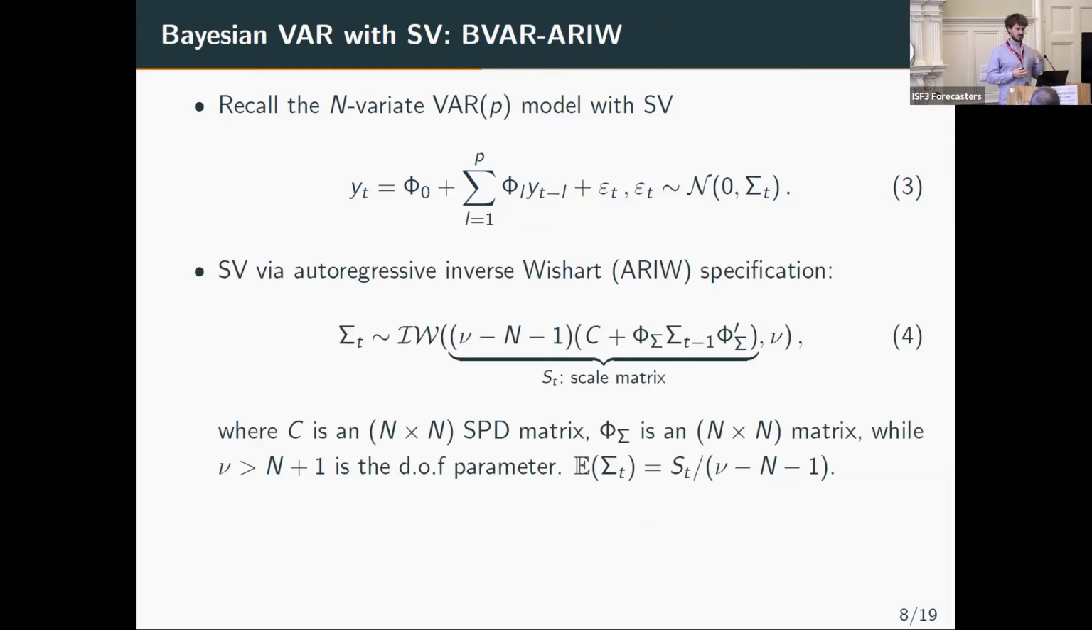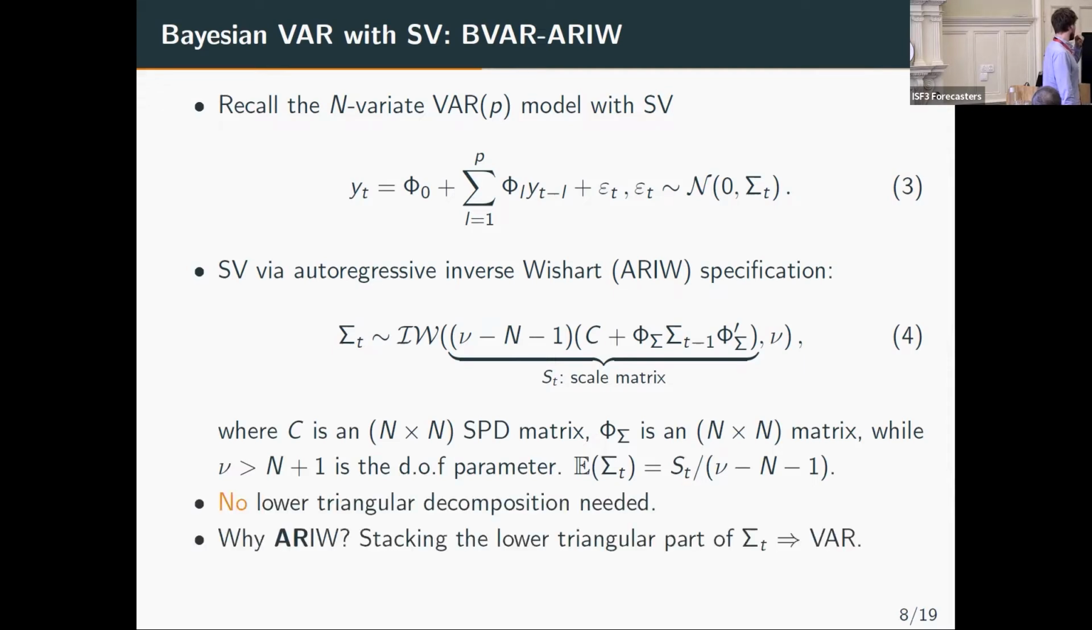Okay. In the inverse Wishart, this is a bit different. In the inverse Wishart, there's no decomposition. You draw this Sigma t, the variance covariance matrix, directly from an inverse Wishart distribution. Now you have this kind of ugly expression here in the middle, which perhaps is a bit difficult to digest, but importantly, the first thing to notice is there's no decomposition here. You draw directly from the inverse Wishart distribution.